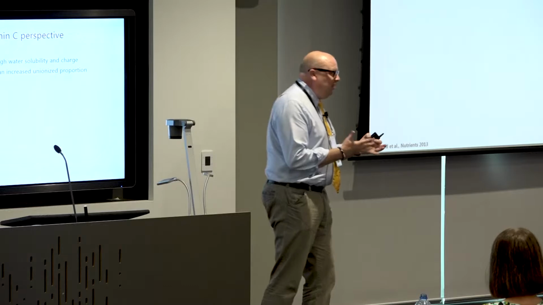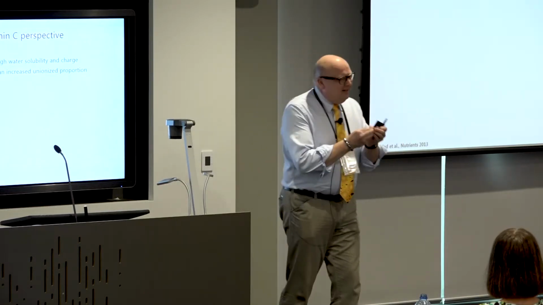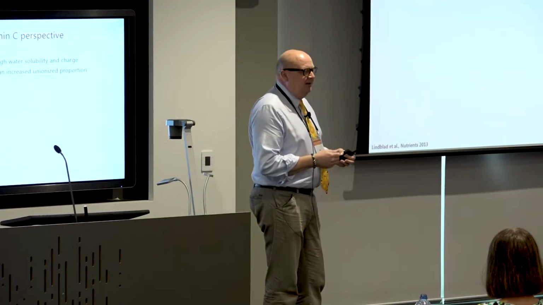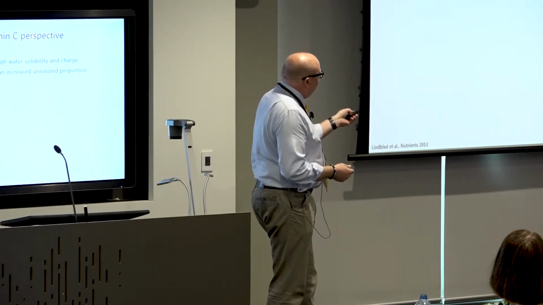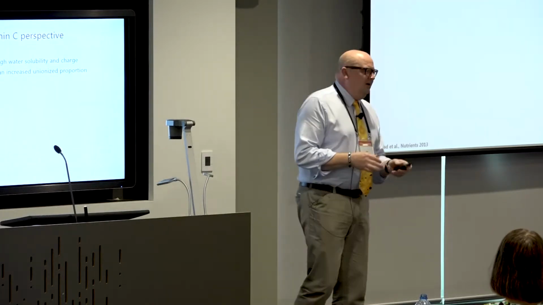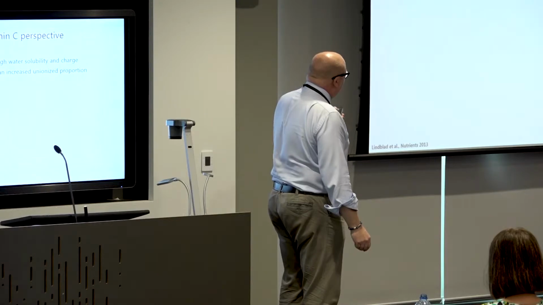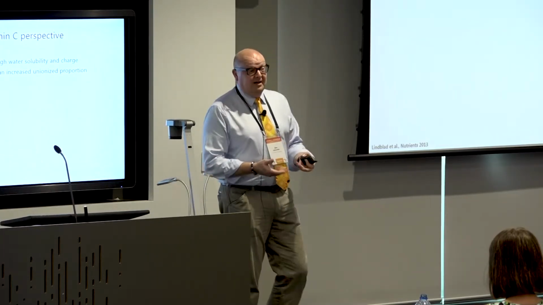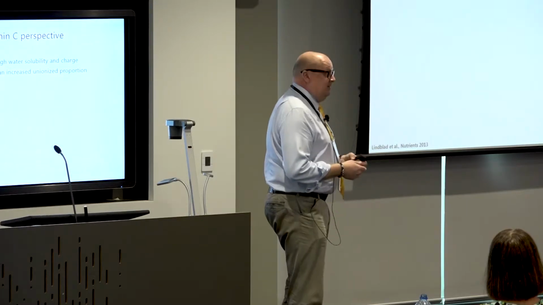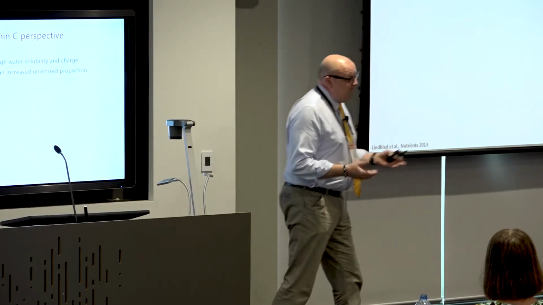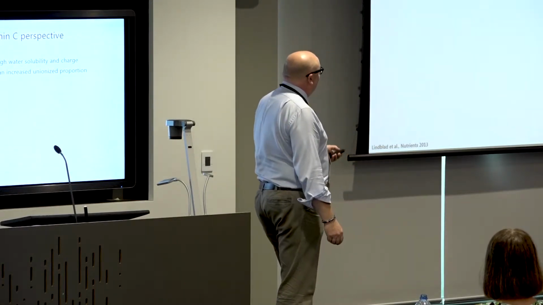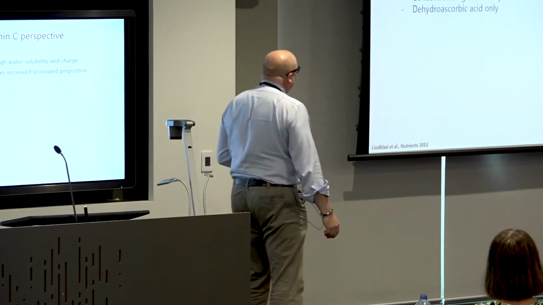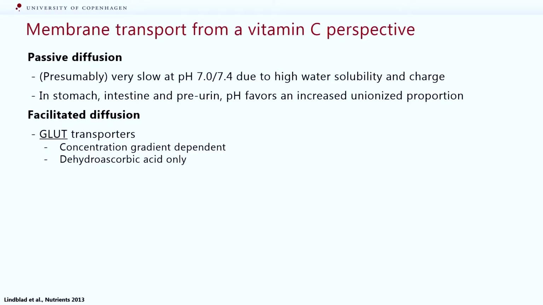Now for drugs, that would normally not be a problem, because if only a tiny fraction is unionized, that would be able to drag the compound onto the other side of the membrane. But because of the very high water solubility of vitamin C, it seems that the passive diffusion is extremely low. In the stomach, because of the low pH, we would have 99% unionized vitamin C. So that would make you believe that there might actually be some kind of diffusion there. But it so far has not been shown that it actually ends up getting across the membrane. Then we have the facilitated diffusion, which is also needing a concentration gradient to occur.